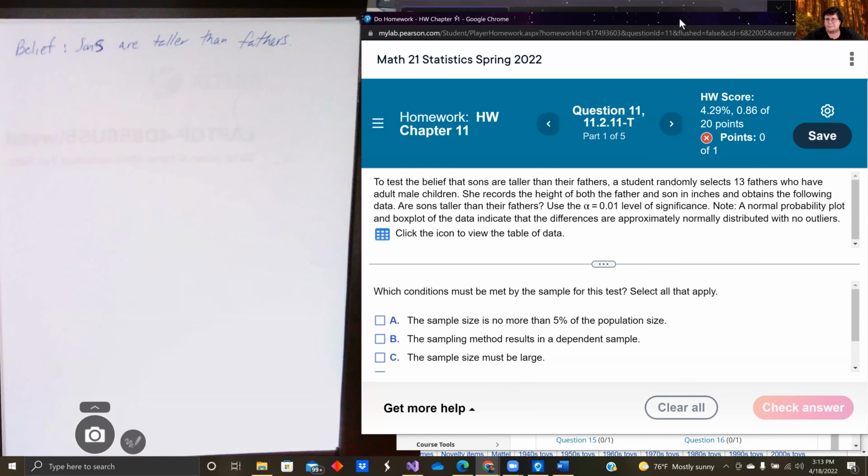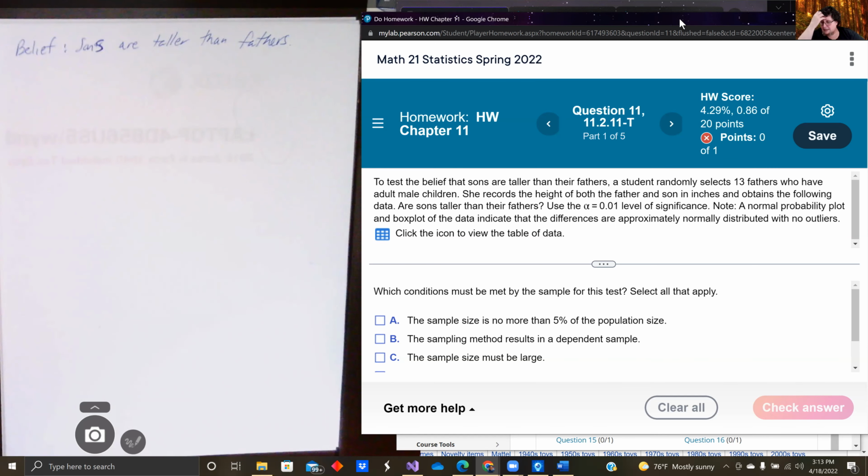A student randomly selects 13 fathers who have adult male children. Well, that's a good idea. You want your children to be adults also. You can't compare a 12-year-old boy to his dad. That's not right. I'm assuming the student was a she, records the height of both the father and son in inches and obtains the following data. The question is, are sons taller than their fathers?